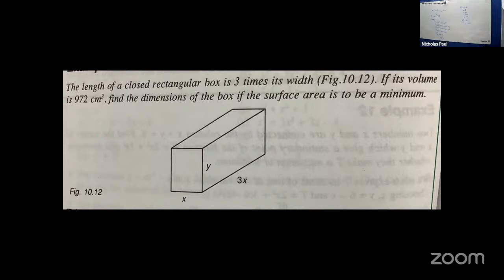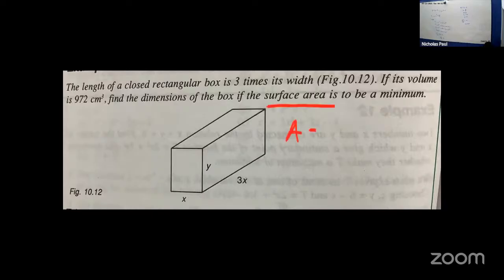So the length of a closed rectangular box is 3 times the width. If its volume is 972, find the dimensions which make the surface area minimum. So this one is totally new. We didn't do any like these, but it's the same principle. What do you want to minimize? Area or volume? Area. So you want to minimize area.